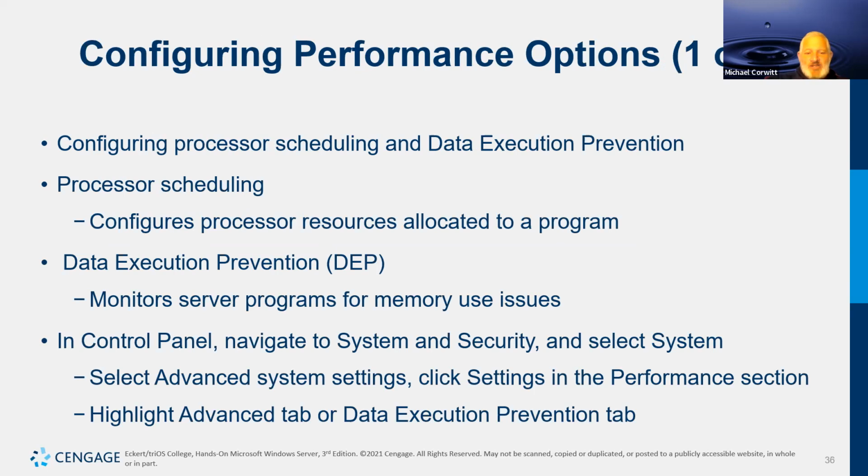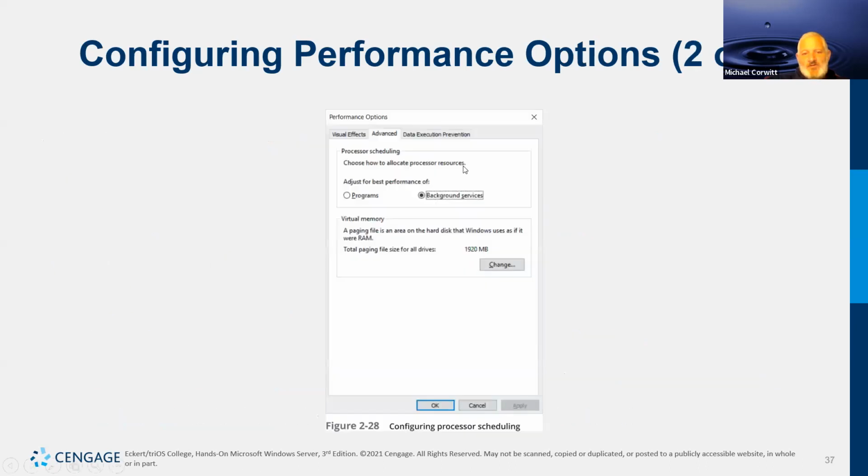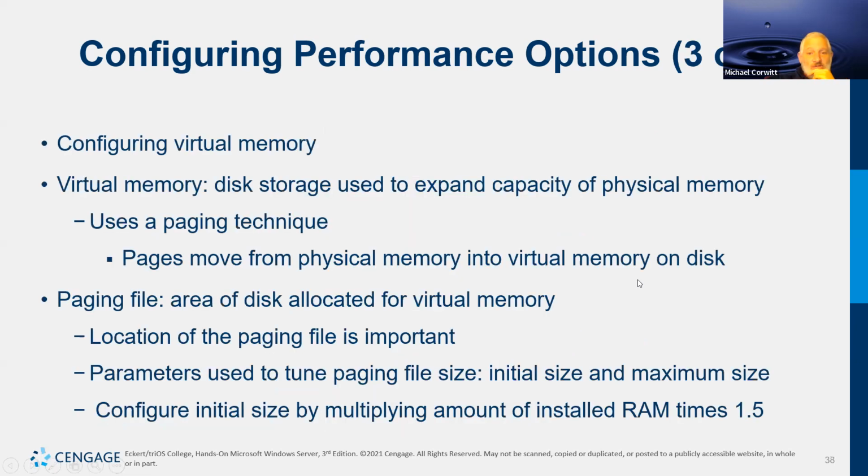In the Control Panel, navigate to System and Security, then select System. Select Advanced system settings, click Settings in the Performance section, and highlight the Advanced tab or the Data Execution Prevention tab. And that's what this looks like. We'll do it live here in just a little bit.